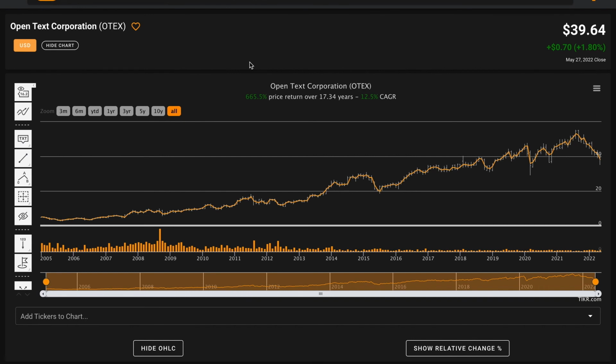One bad sign is they're slightly diluting shareholders. However, they've grown free cash flow. Their free cash flow profile looks like it's in pretty healthy shape to pay off their liabilities. And based on their free cash flow yield, the business looks slightly undervalued.